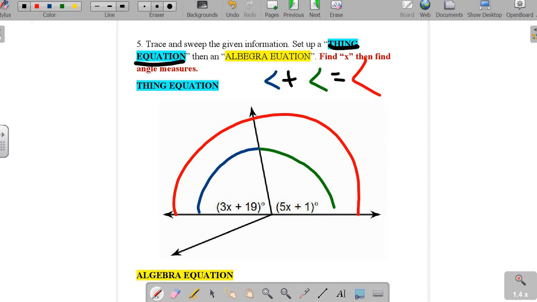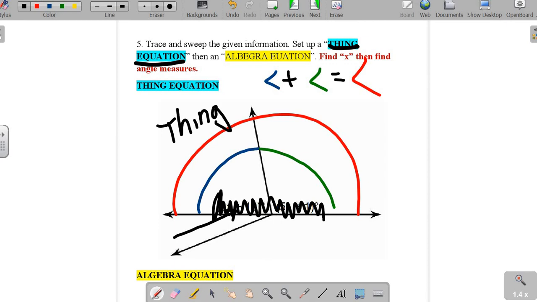I want you to get in the habit. You're so trained to immediately go for the algebra. I do not want you to see the algebra first. I want you to learn to think in terms of the things, the diagrams, the angles. That's super important.